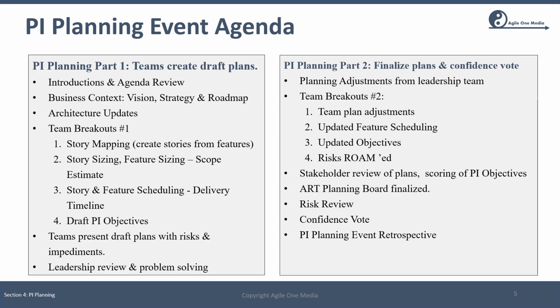Once all that is done, teams will then present their updated plans. At this point, PI objectives are scored by business stakeholders. We'll be describing that in detail coming up soon. A risk review is conducted, and then a confidence vote in the overall plan is held. The event then concludes with a fairly simple retrospective to get feedback and suggestions for improvement.